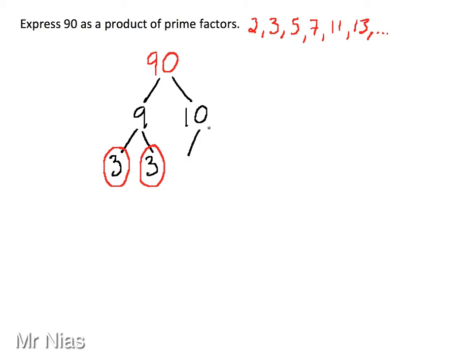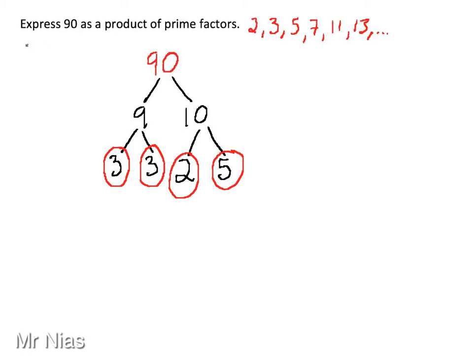We'll split this into 2 numbers that multiply together to make 10. And so I'm going to use 2 and 5. Both of those are prime numbers as well, so we're going to circle both of those. And so actually, all our branches are now dead. I have found all of the prime factors of 90.